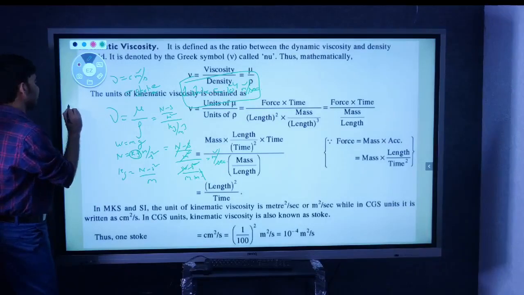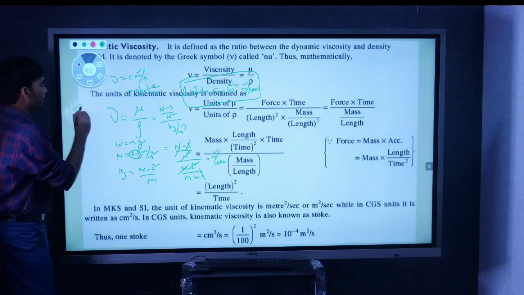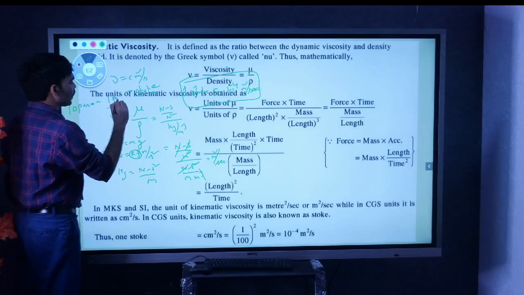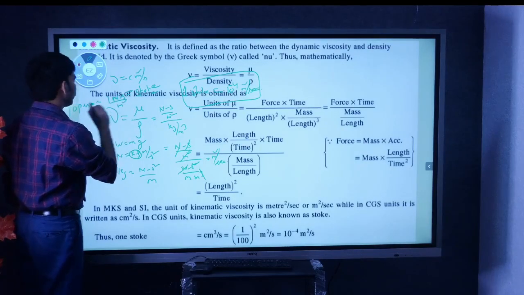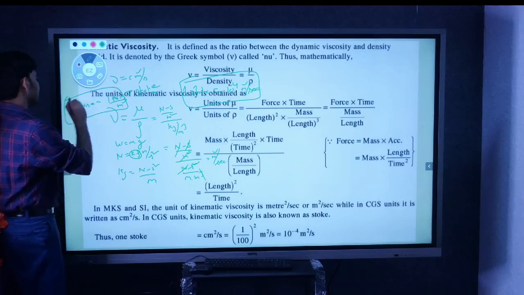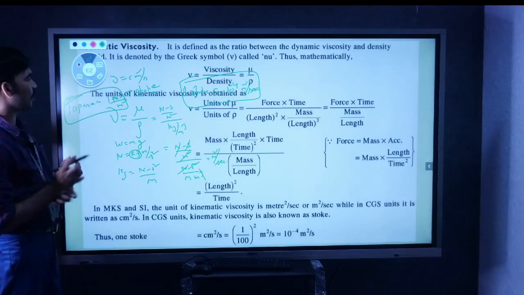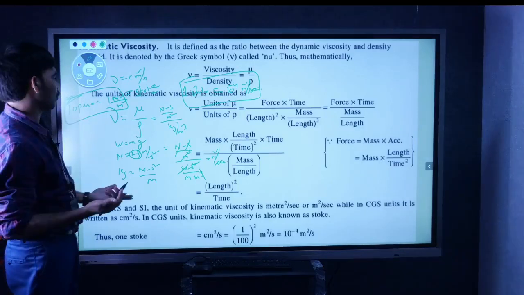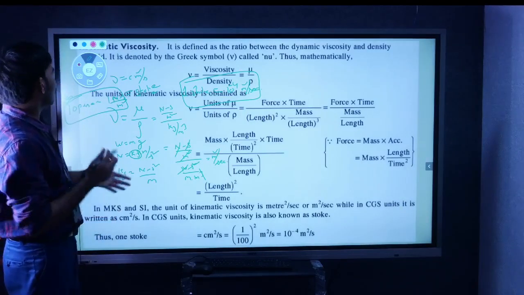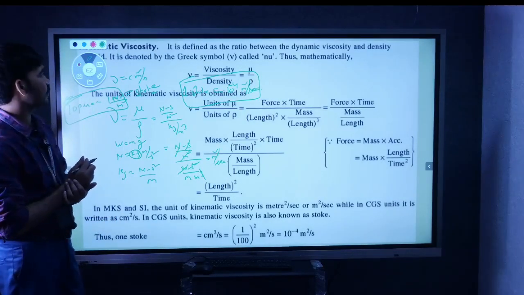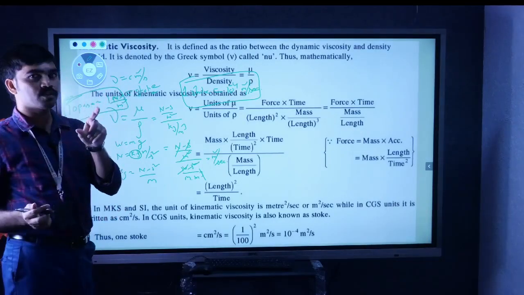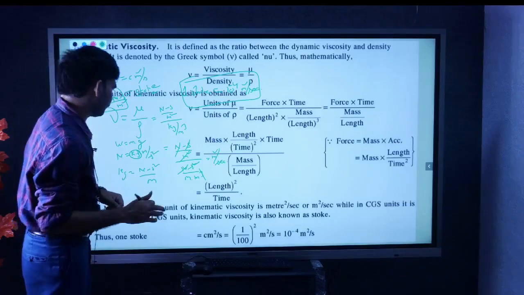And also in dynamic viscosity you have to remember 10 poise will be equal to 1 Newton second per meter square. This is also you have to remember. These two relationships you have to remember, because in most of the problems the data is given in poise or Stokes. Okay, this is about kinematic viscosity. What is kinematic viscosity? It is the ratio of dynamic viscosity by mass density.